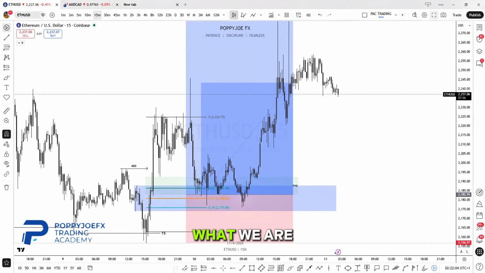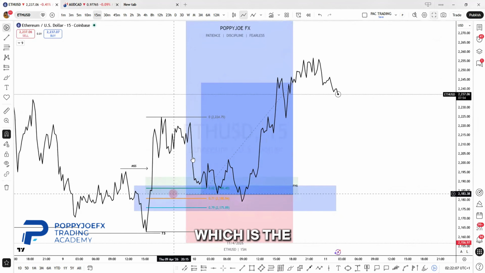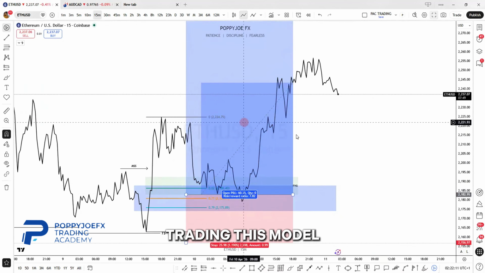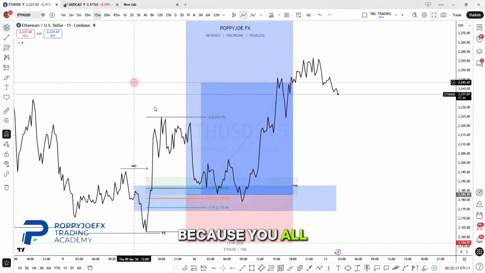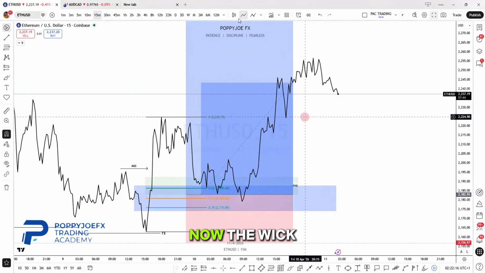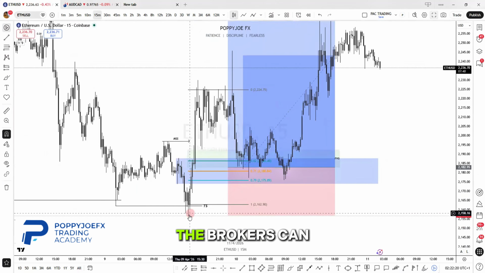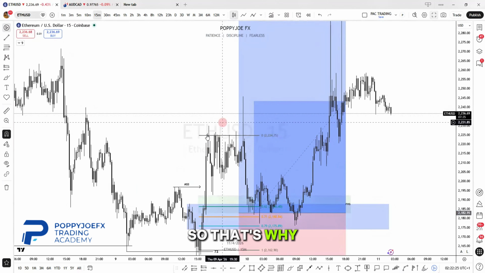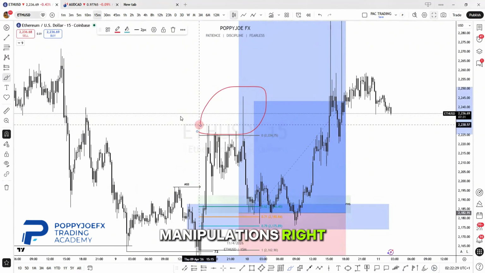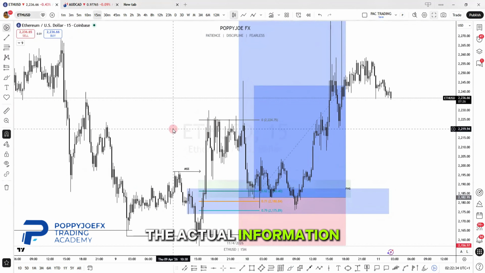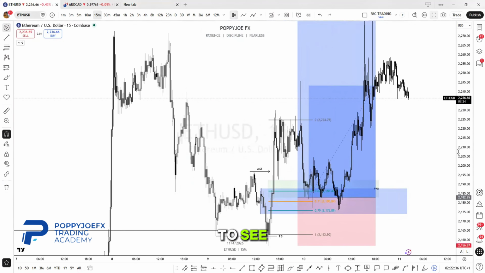And that's why we're using the what? We are using the body to body, which is the line chart. Anybody around the world, if they are trading this model, you are going to be trading the same thing because you all are seeing the same thing. But if it's about using the wicks, the wicks you are seeing here, the brokers can actually add a gap. They can add anything. There can be manipulation with wicks. So that's why we are removing the wicks. But the true body itself is the one that gives us the actual information that we want to see.